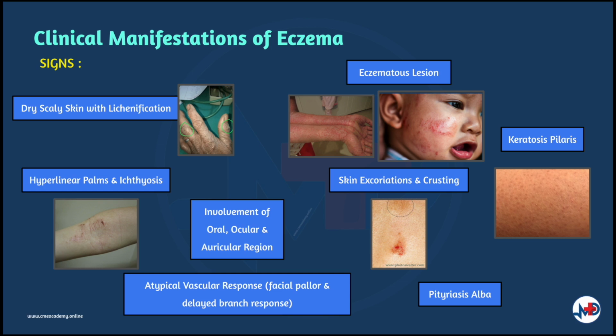The eczematous lesions are commonly found on the face, neck, and extensor surfaces in children, and for other age groups, flexural surfaces are more commonly involved. Groin and axillary regions are spared in atopic dermatitis. With scratching, there will be excoriations of the skin, oozing from the vesicles and crusting. There might be atypical vascular responses such as facial pallor and delayed blanch response. Other skin manifestations include keratosis pilaris, pityriasis alba, hyperlinear palms, and ichthyosis. The ocular, oral, and auricular regions might be involved as well.